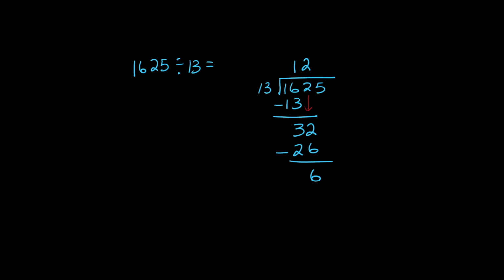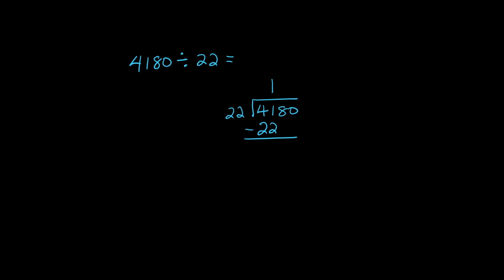Then we make another copy, but this time of 5. Now how many times can 65 be divided by 13? So that will be 5 times. 13 times 5 will be 65. And 65 subtract 65 is 0. And so our final answer for this question will be 125.